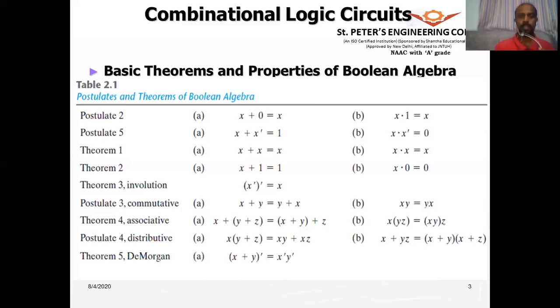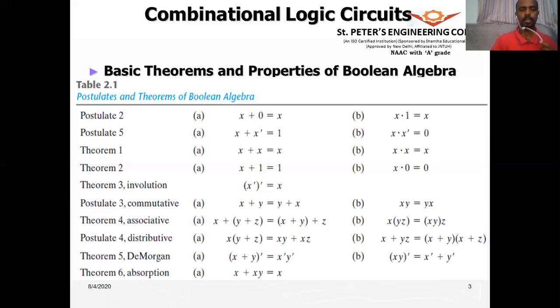The next theorem is called De Morgan's theorem, that is theorem number 5. Here we have the OR operation of x and y, I mean x ORed with y, and the result is complemented. That result is the same as x complement ANDed with y complement. So this is De Morgan's theorem. Similarly, x ANDed with y, if you take the result and complement, that is the same as x complement ORed with y complement. We will prove all these theorems.